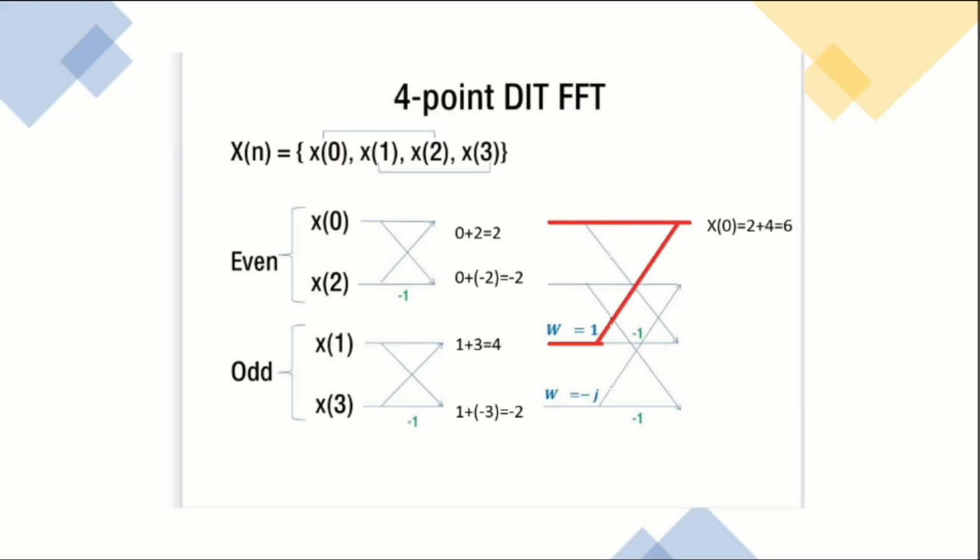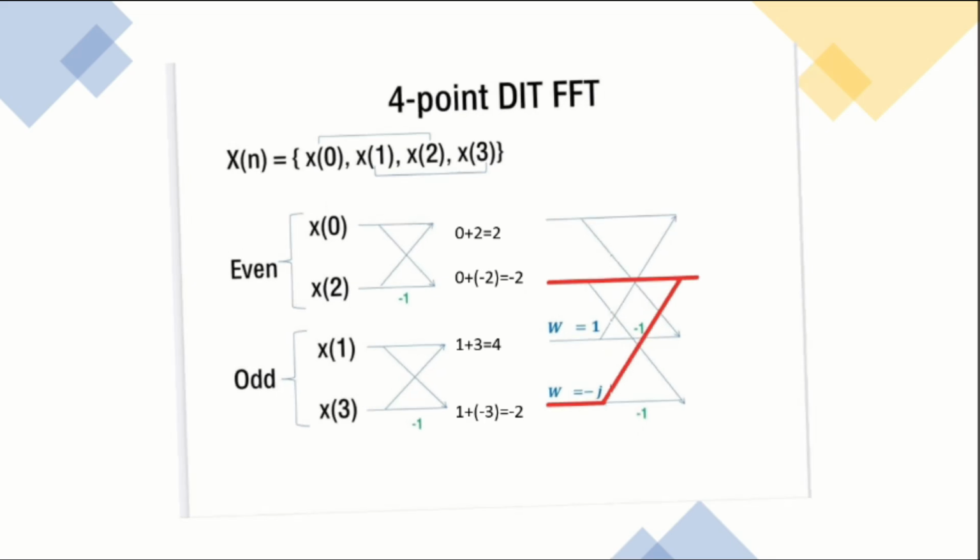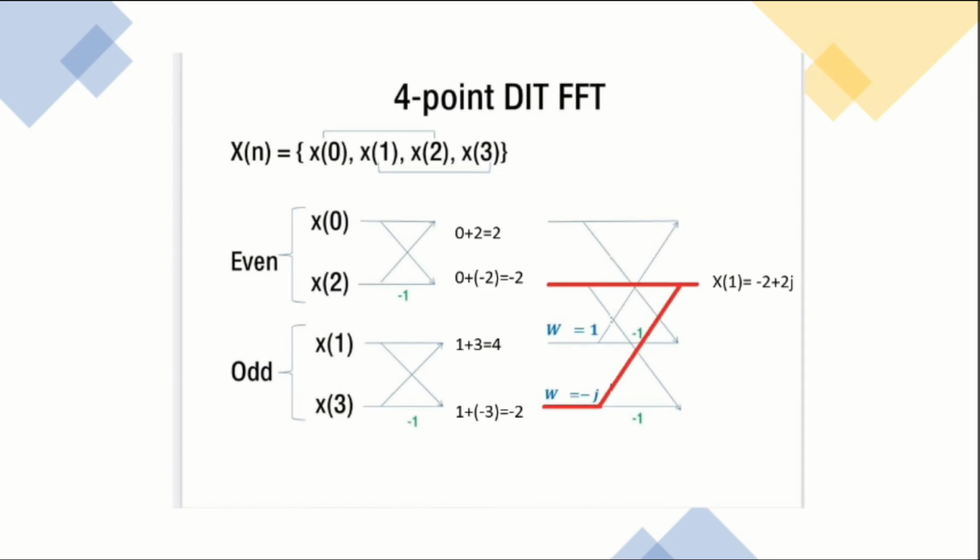So first line and third line, 2 plus 4 is equal to 6. Next, line 2 and line 4. Negative 2, here is minus 2 multiplied by minus j, so it is equal to plus 2j.